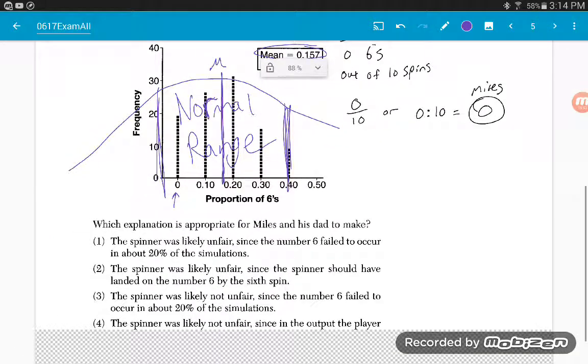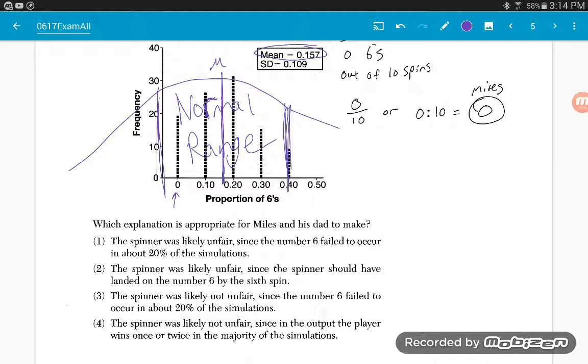So what explanation is appropriate for Miles and his dad to make? The spinner was likely unfair? No. The spinner's fair, probably. Not a chance. 0 is in the normal range. The spinner was likely not unfair, since the number 6 failed to occur in about 20% of simulations. This is the 20% they're talking about. This looks pretty good. Let's read the last one. The spinner was likely not unfair, since in the output, the player wins once or twice in the majority of the simulations. That's irrelevant. Has nothing to do with this. 3 is the reason why. 20% of the simulations, 1/5 of the time, there were no 6s. That's not weird. That happens plenty often for Miles to get 0 6s.